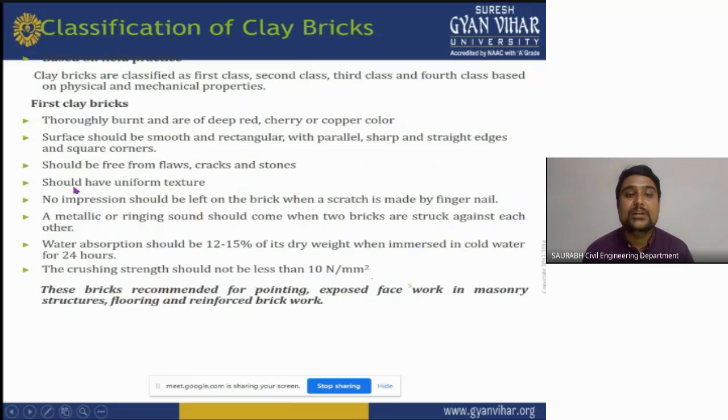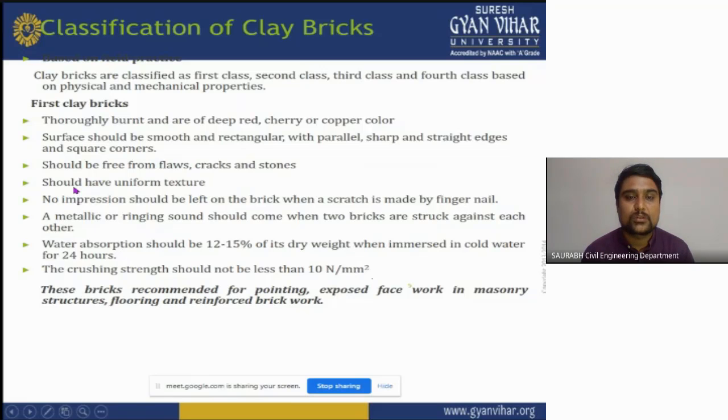And what is the meaning of first class brick? It is generally used for very high construction, like when you are doing the construction of any important member or important structure, where you can use first class clay brick. You can also say it is thoroughly burnt.